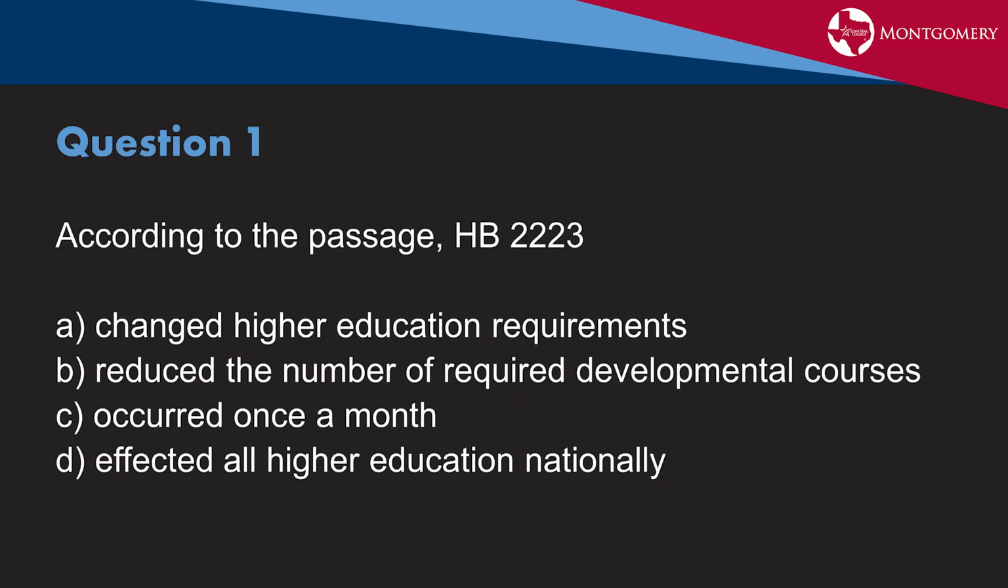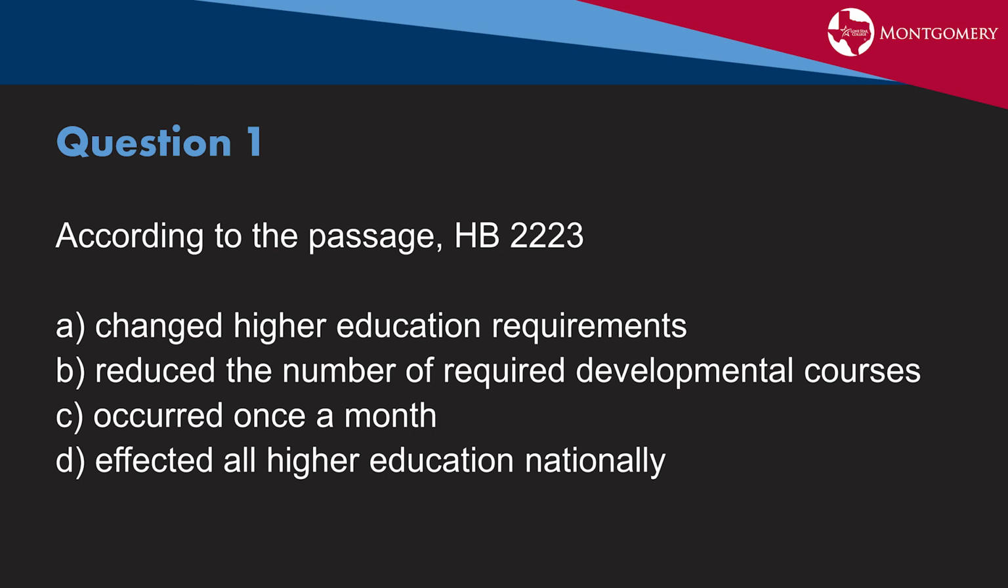When you are approaching the questions, you want to read it slowly and see if any of the proposed answers can be crossed off. Make sure that you're going back and referring to the passage as many times as you need to. According to the passage, House Bill 2223, A, changed higher education requirements, B, reduced the number of required developmental courses, C, occurred once a month, or D, affected all higher education nationally.